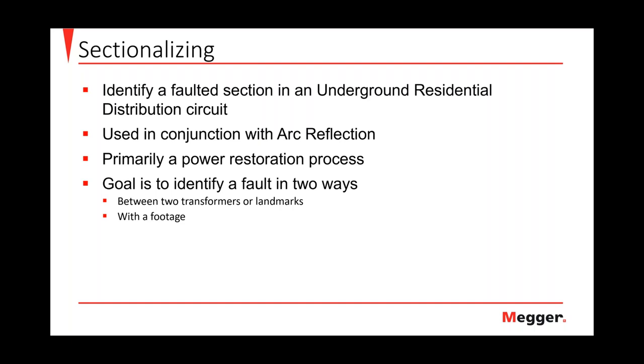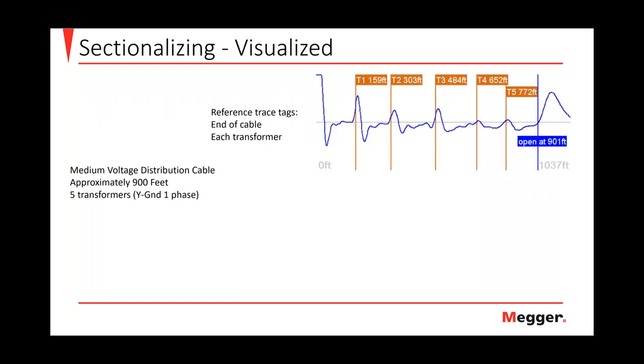And the goal is to find the fault in one of two ways. Either we are going to use a footage and then walk it out, or we are going to try to identify it between two specific landmarks on that circuit. And typically what we're going to use is transformers. So this is sectionalizing visualized. Essentially it's giving us that thumbprint, and then it is going to identify all of the transformers in that circuit. Transformers are switches. Each of these is a transformer, and the unit has automatically identified here's T1, T2, T3, T4, and T5, and drops a cursor and gives us a linear distance, a cable foot distance, to each location. So on this circuit, we have approximately 900 feet of cable with five transformers on it.